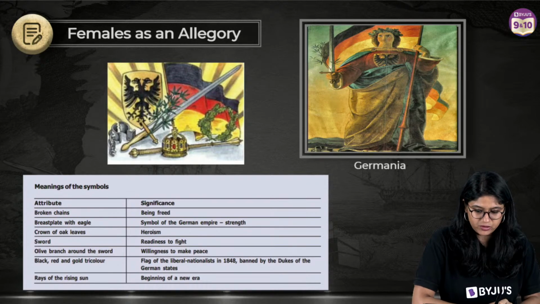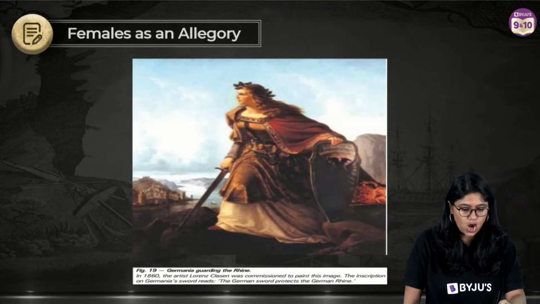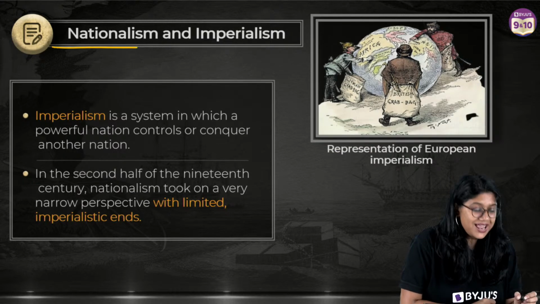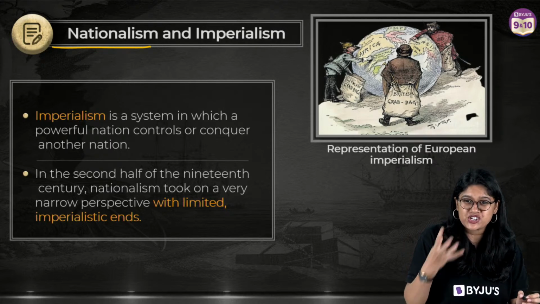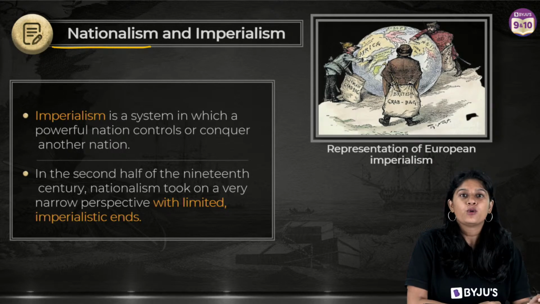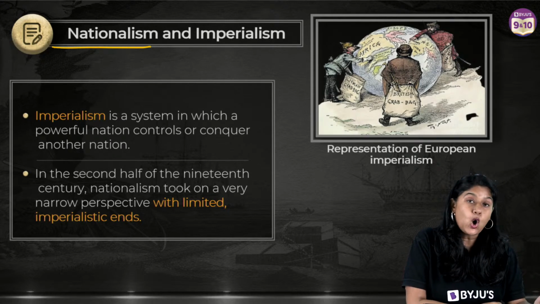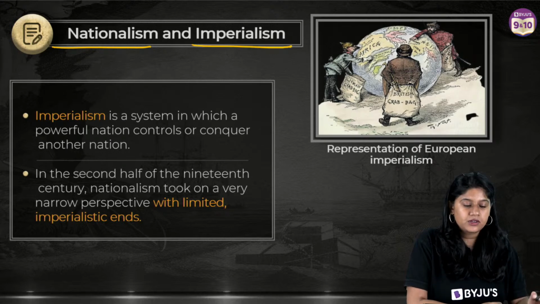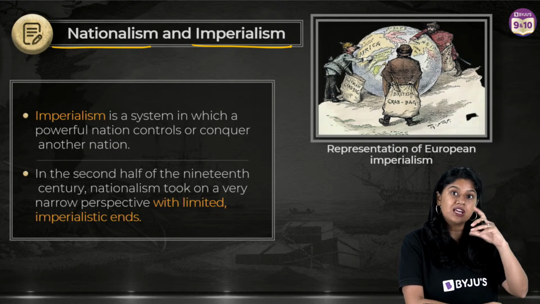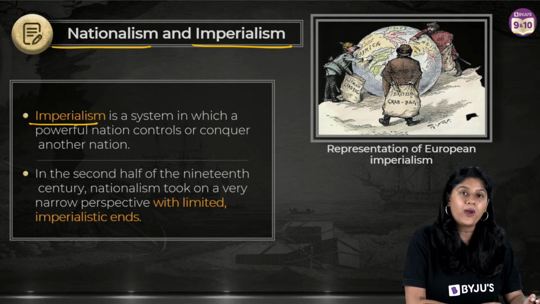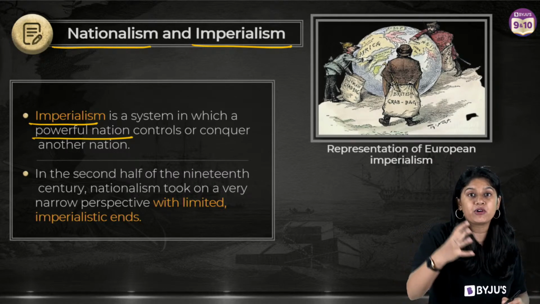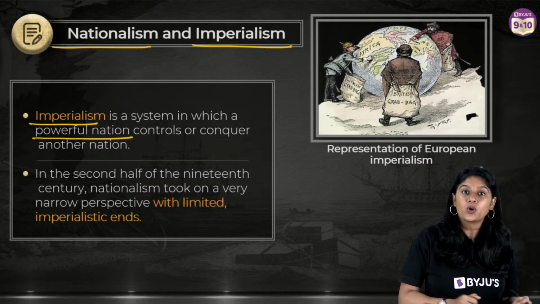Okay, let's quickly move ahead, everyone, to the next topic, and that talks about nationalism and imperialism. Okay? Nationalism, we know, is the feeling of the nation's love. We love the nation. We feel united about the nation. And opposite to that, we have imperialism, which is very different. Imperialism is a system where a country uses its power, its military power, to conquer other countries. That is known as imperialism.